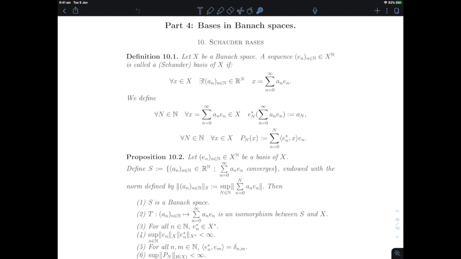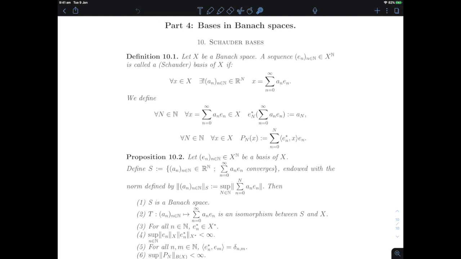So let's have a look at the next proposition. Proposition 10.2 says the following. You can form a set of sequences by looking at all the families of coefficients a_n such that the sum of a_n E_n converges. So these are the set of all the sequences of coefficients that correspond to a vector x in our Banach space X.